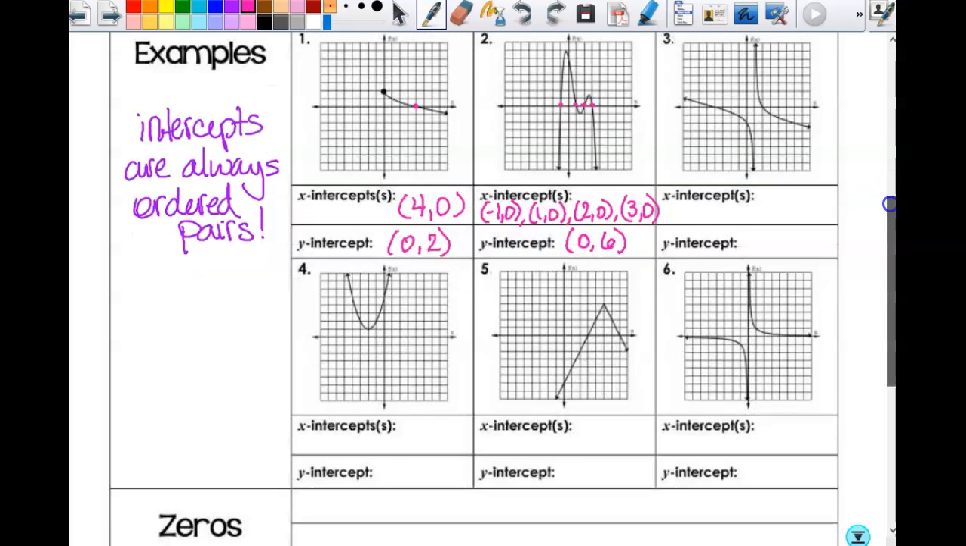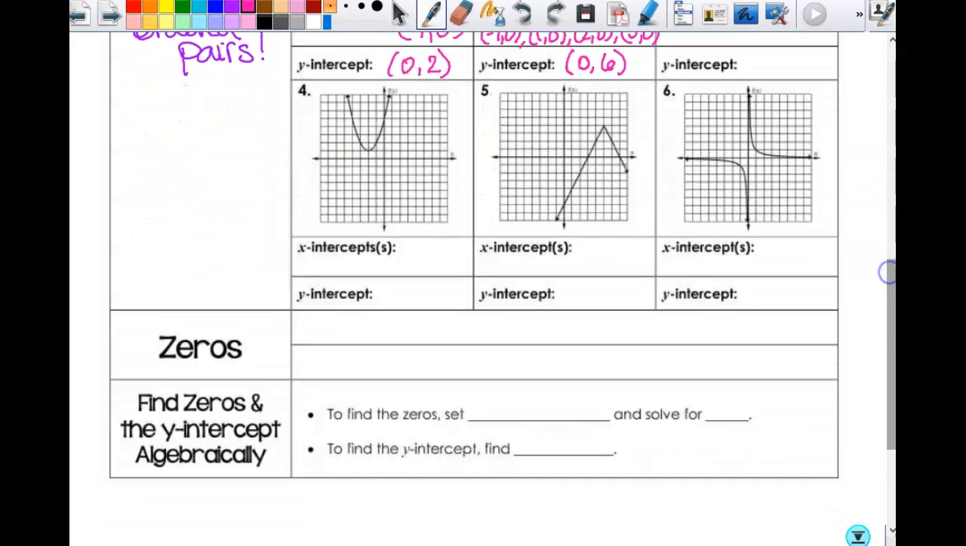All right, let's look at number 4. What are the intercepts? Look at number 4. I skipped it. Sorry. Okay, 5, 0 and 0, 5. Okay, good.